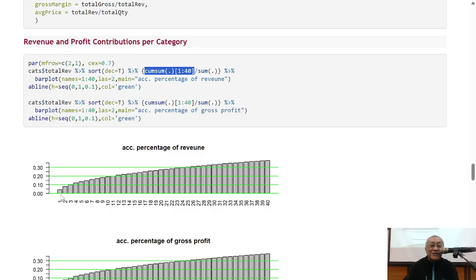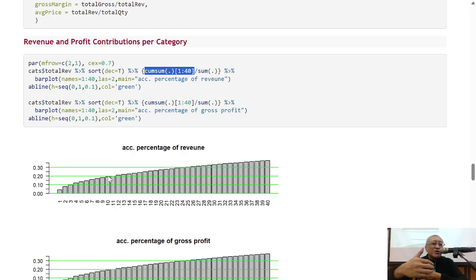So the first category generates this percentage of revenue, and as you can see, this is 20% of the total revenue, right? So the top 10 categories generate about 20% of the total revenue, right? So although we have like 2,000 product categories, 20% of our revenue actually comes from the top 10 categories, right?